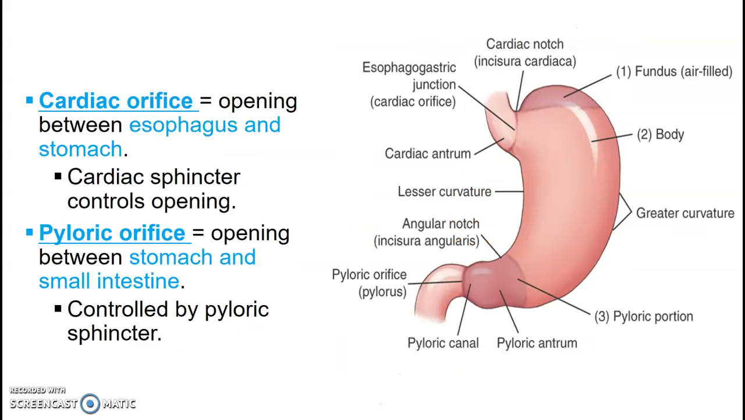Cardiac orifice, opening between the esophagus and the stomach, controlled by the cardiac sphincter. Pyloric orifice, opening between the stomach and the small intestine, controlled by the pyloric sphincter. How to remember that? C comes before P. So I remember the cardiac is up at the top here. The letter C, go by the alphabet, down to letter P.